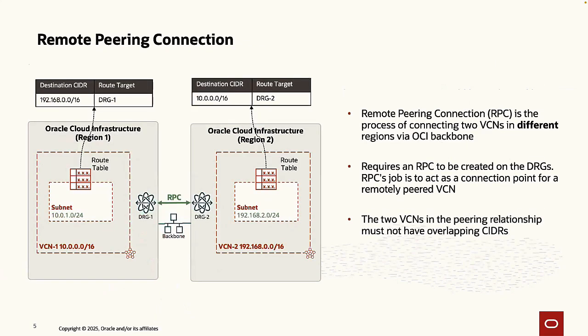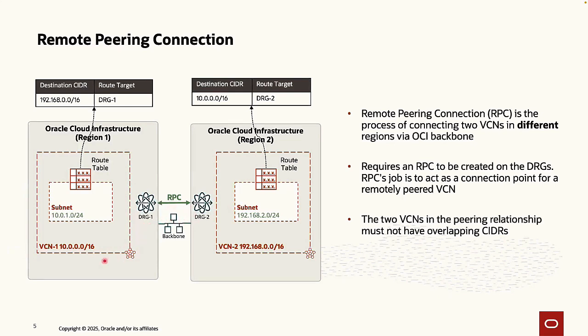All right, so the final gateway construct we'll discuss today is called the remote peering connection, also known as RPC. Remote peering connection is a process of connecting two DRGs together via the OCI backbone. So the RPC isn't a gateway itself, but rather a dynamic routing gateway feature that allows backbone connectivity between the different OCI regions. So this is typically formed between OCI regions for use cases such as disaster recovery or inter-region data transfers. And as mentioned, the remote peering connection is created on the DRG itself, and the peering relationship is formed with the neighboring DRG.